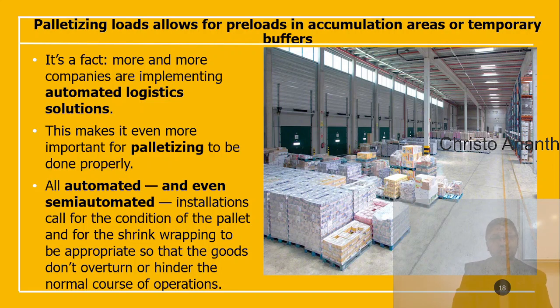As I told you, palletizing loads will allow for preloads in the accumulation areas or maybe the temporary buffers. All automated and maybe semi-automatic installations go for shrink wrapping to be done in a much more appropriate manner, so that the goods don't overturn or cause a hindrance to the normal course of the operations.